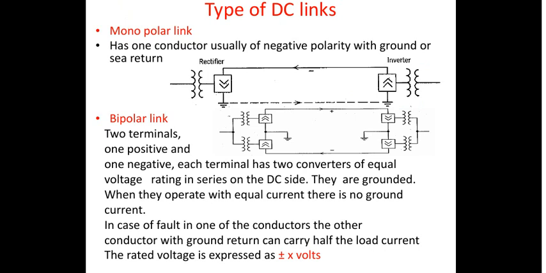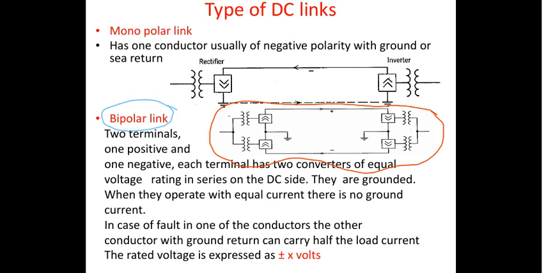So compared to the monopolar link, what is the bipolar link? You should be able to understand in the diagram which we have drawn here. This is the diagram which represents the bipolar DC link. In the bipolar DC link, it has got two conductors, as you can see. One is positive and another is negative, which is to the earth.